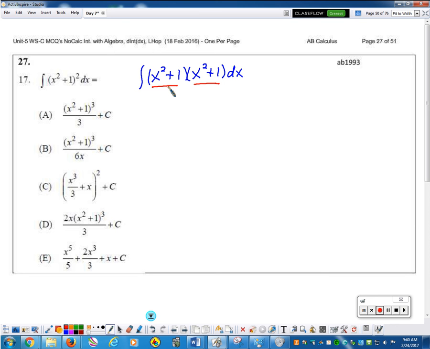Something that works all the time on these problems is if I can change this integrand into something that's being only added instead of something that's being multiplied, then I can find the antiderivative. So if it's easy to just multiply it out, just do it.